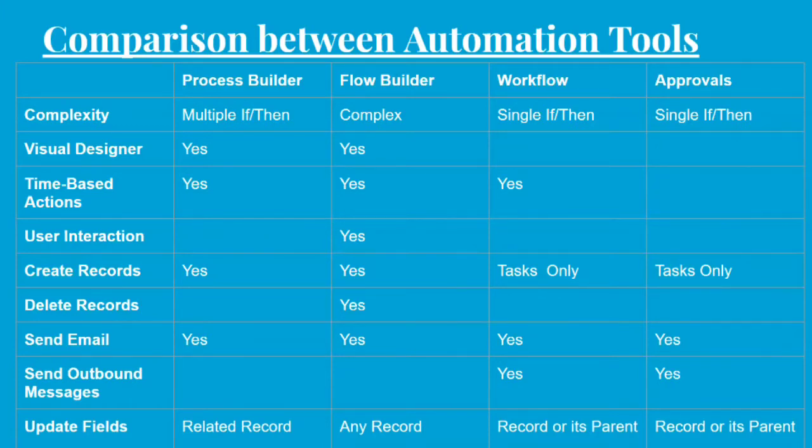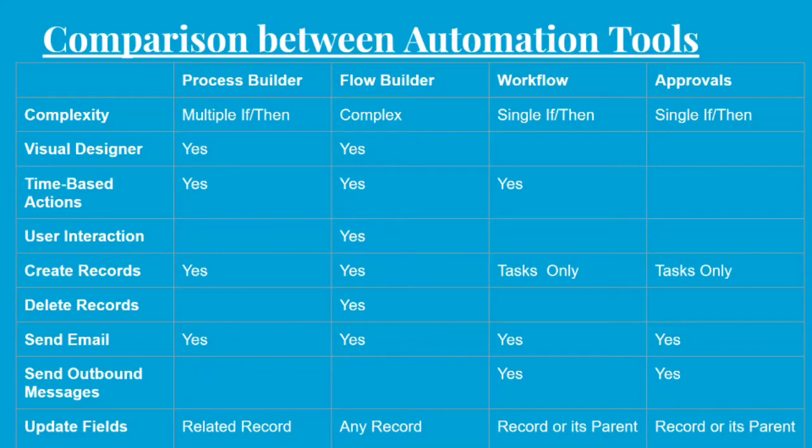So when you see the complexity, in the process builder you have an option of multi if and then. You have seen that you can define multiple criteria and attach a different action to each criteria. In the flow builder, it's not just if and then, you can build more complex functionalities. In workflow and approvals, you have single if and then. Then the visual designer, where you can visually see what you're building, is in the process builder and the flow builder. Then you have time-based actions, where you can schedule as per the use case. Those are the things available in process builder, flow builder, and workflow.